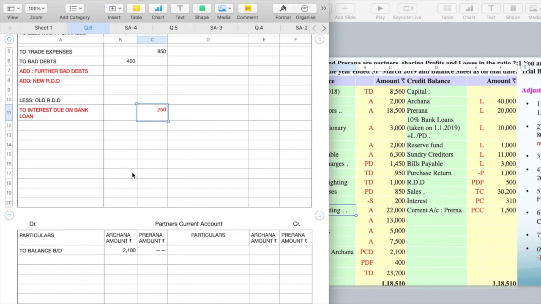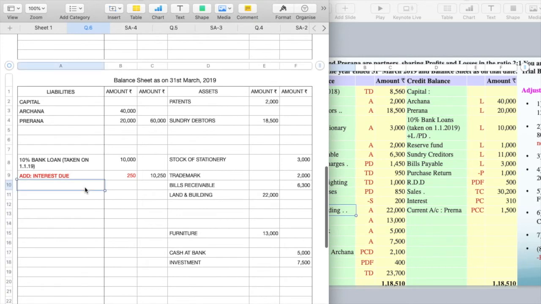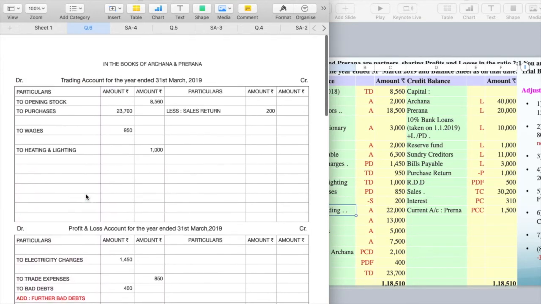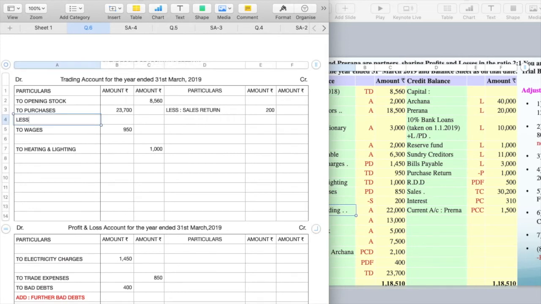Right? Let's move ahead. Reserve fund, liabilities, outer column 1,000 as there is no adjustment. Sundry creditors, outer column 11,000 as there is no adjustment. Bills payable, outer column 3,000 as there is no adjustment. Purchase return, less from purchases 1,000. So in the outer column 22,700.